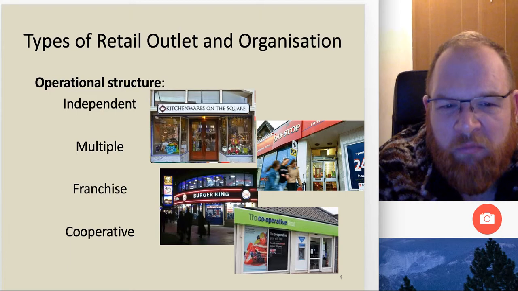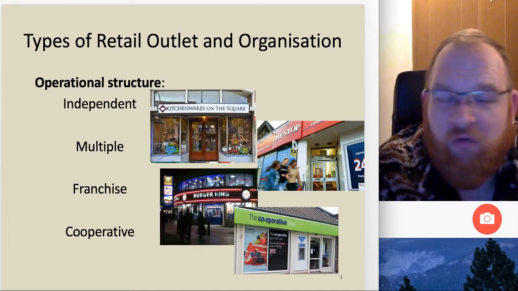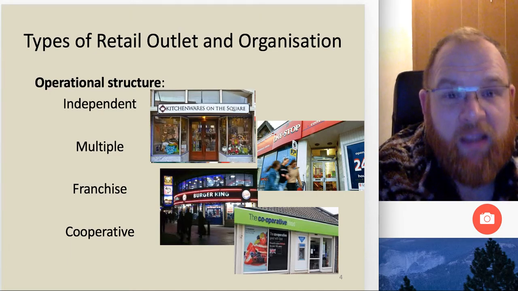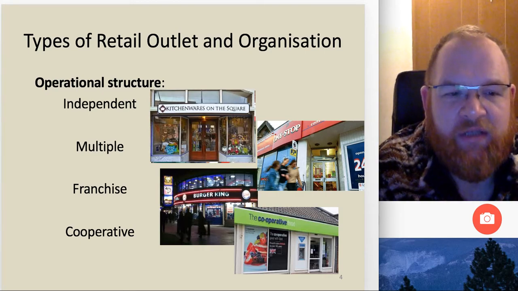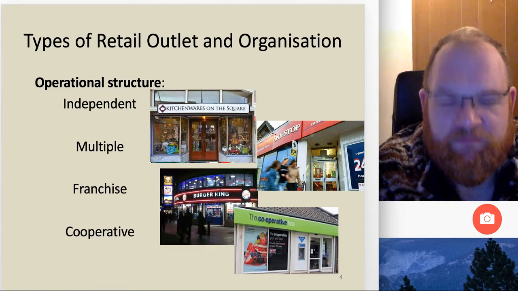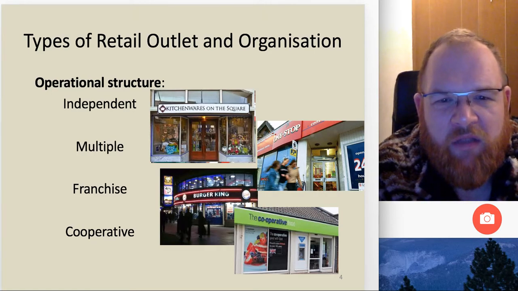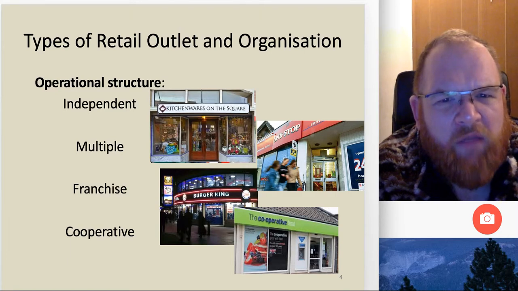A multiple would be a small chain of stores. A franchise would be when one person buys the rights to use a particular brand, and often things like Burger King are done on franchises. Subway as well. The franchise is offered for a particular location. It's why you see quite a lot of those kind of retail outlets.